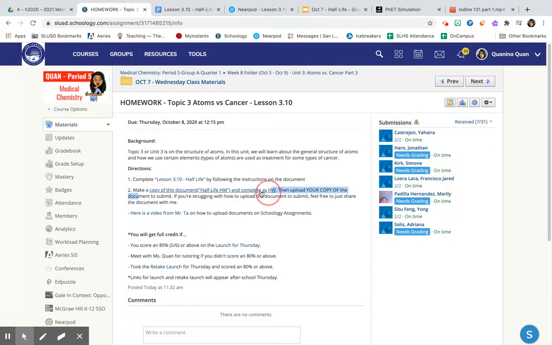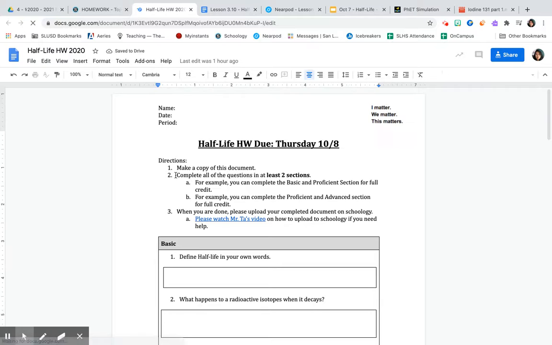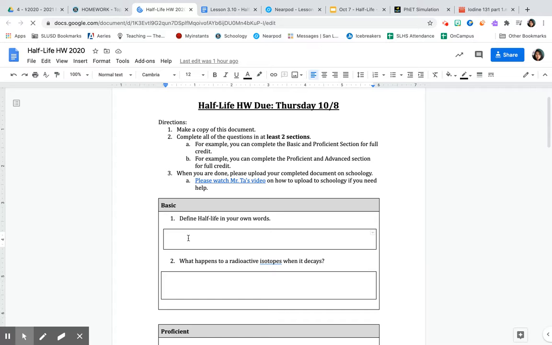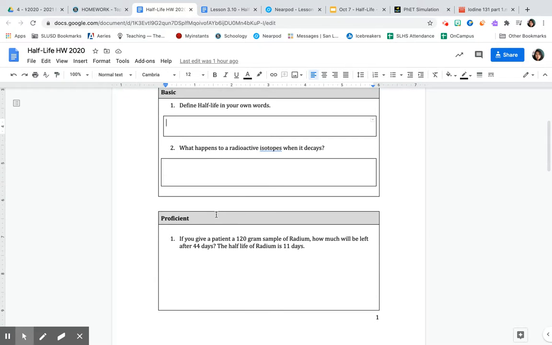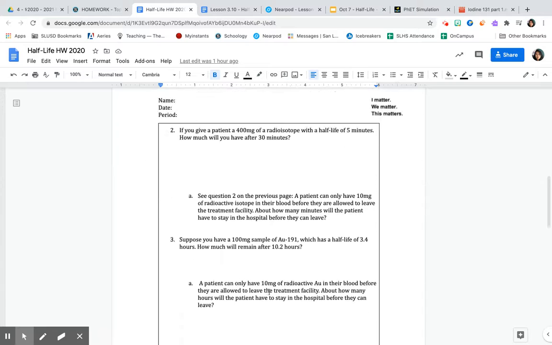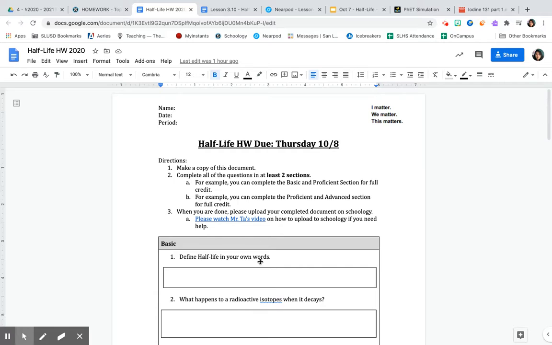The second part is to make a copy of this document. This is your main homework. Notice that it says to only complete at least 2 sections. This is one section, basic. Basic should be straight from your notes. And then proficient are practice problems that I did in the Nearpod lesson. If you complete basic and proficient, that counts as completing all of your homework.